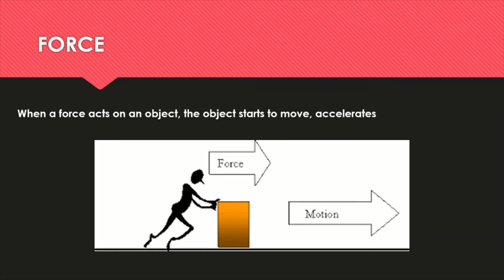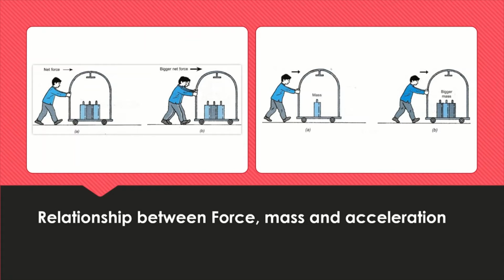When the force is applied onto an object, the object which is not moving initially will start to move. Okay, therefore it accelerates. When it starts to move from stationary, it accelerates. What's the relationship between force, mass, and acceleration?